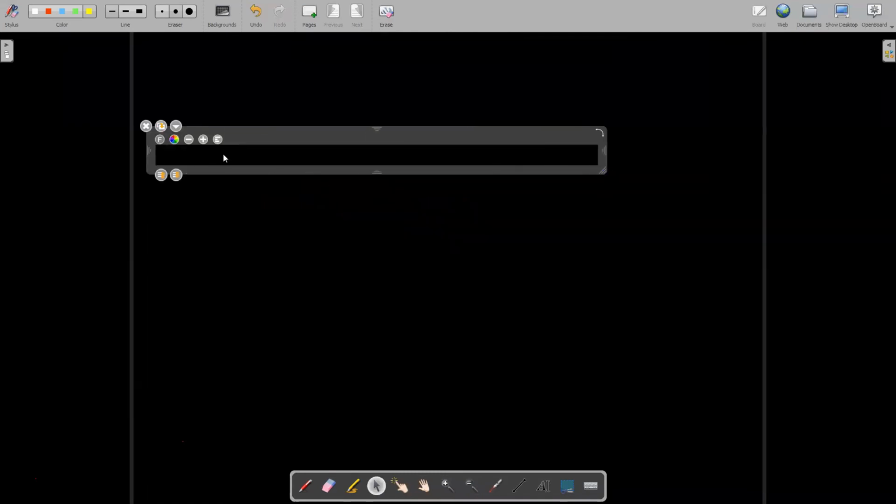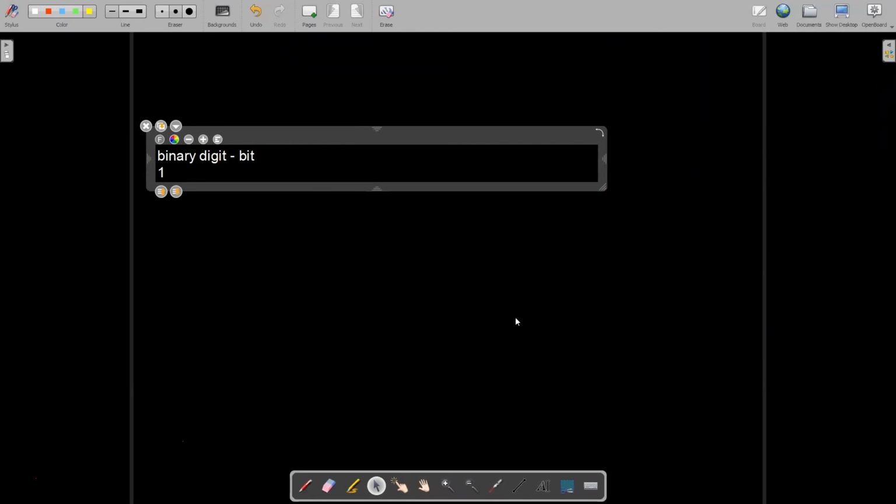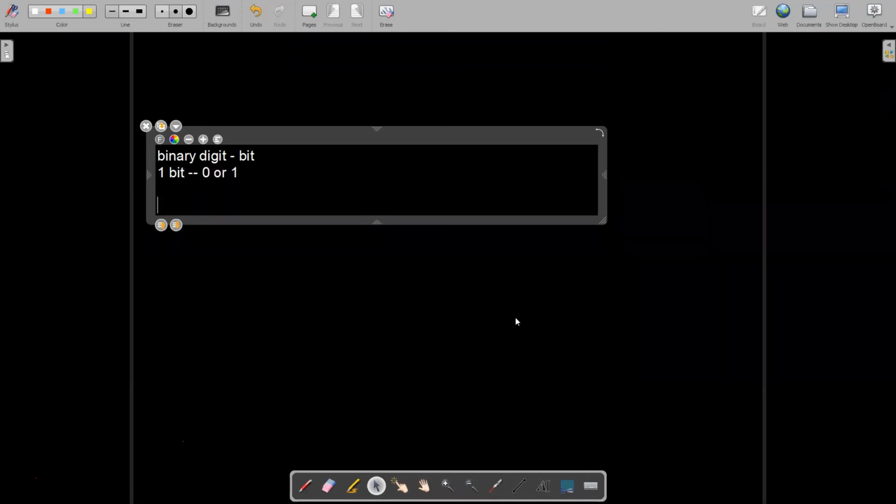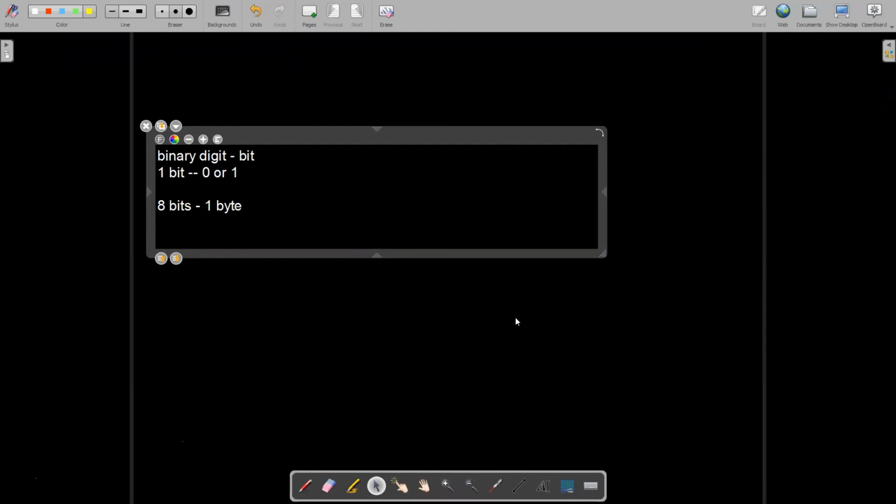We start from the very basic, that is a binary digit. It is known as a bit. One bit can be either 0 or 1. Group of 8 bits makes what? 1 byte. Now I'll write it in this way. 1 byte equals how much? 8 bits.